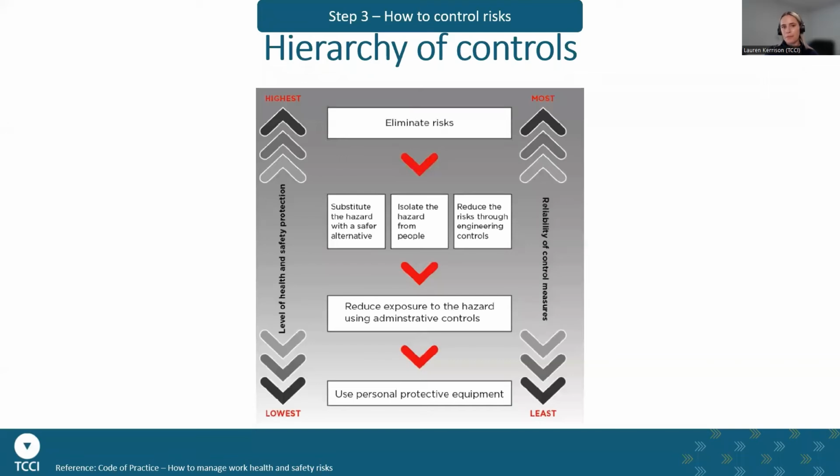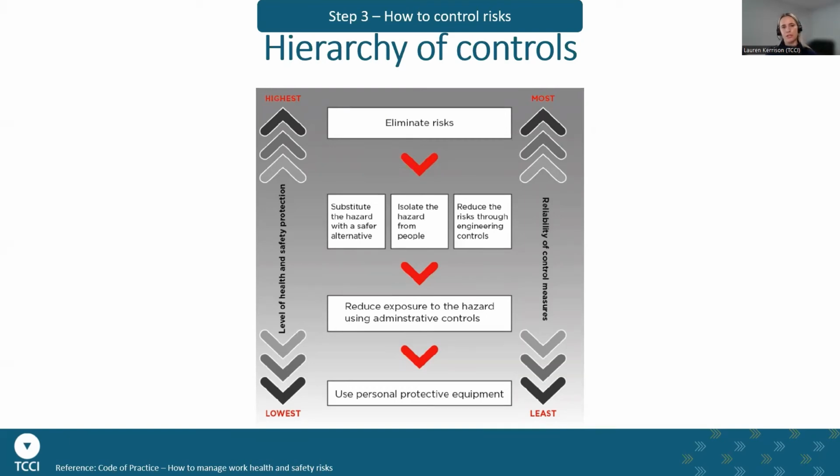An example of substitution is if we had a corrosive chemical that we were using, and then we decide to replace it with alcohol 70%. So you're still using a chemical, but you've gone from a very corrosive chemical to a much safer alternative. To isolate the hazard from people, use physical barriers to ensure that people can't go there. If you're working on electricity, turn the electricity off, or water, turn the water off.